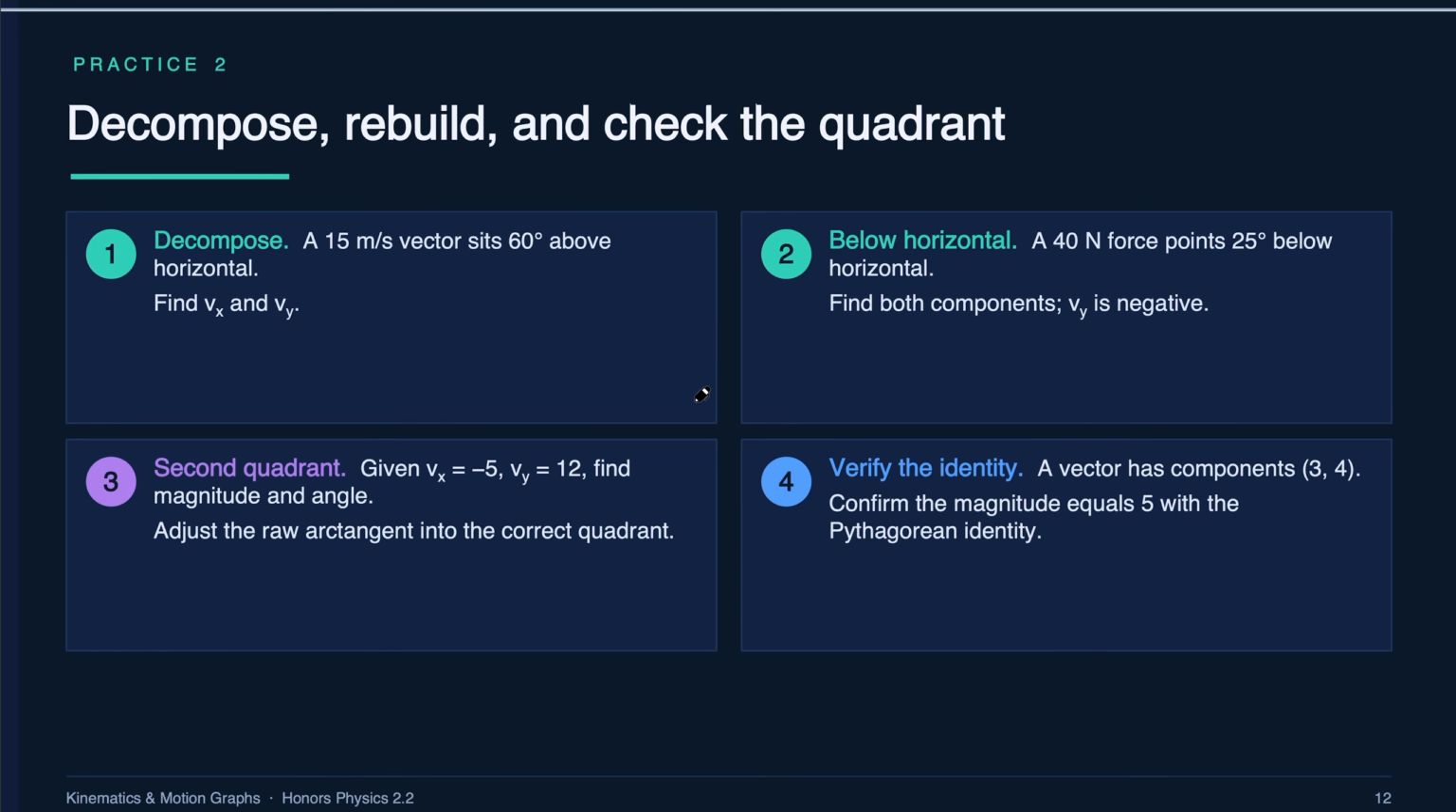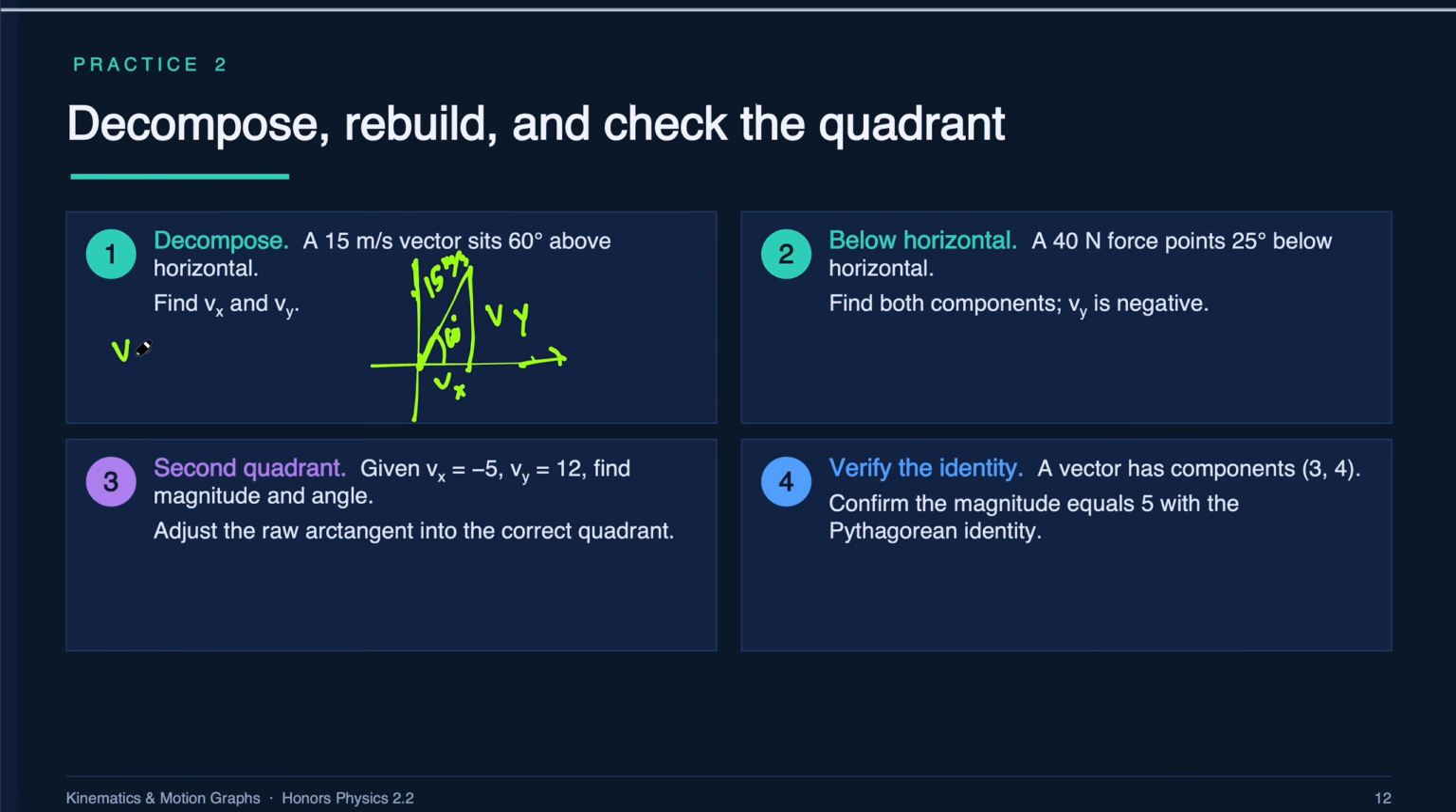So now let's practice some vectors, okay? Because these are the fundamental foundation of physics. Obviously I'll have better detailed questions on artslearning.com and in a PDF, so if you want to check that out, go ahead. A 15 meter per second vector sits 60 degrees above horizontal. Find Vx and Vy.